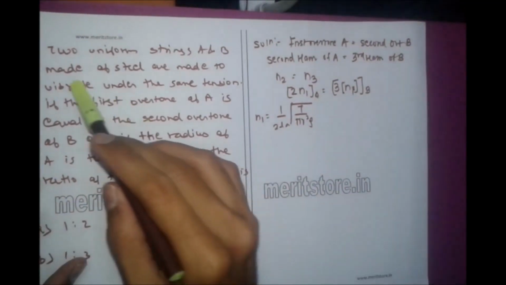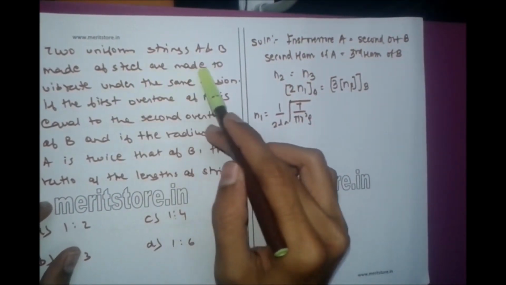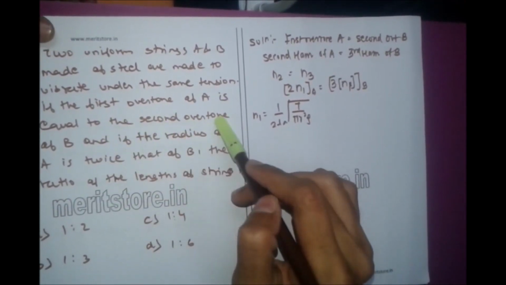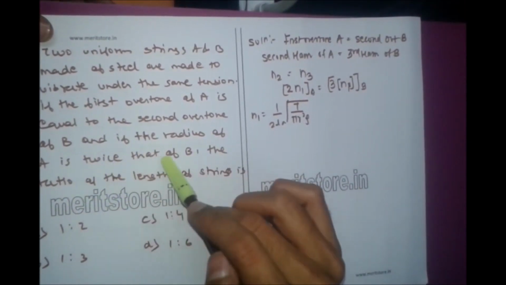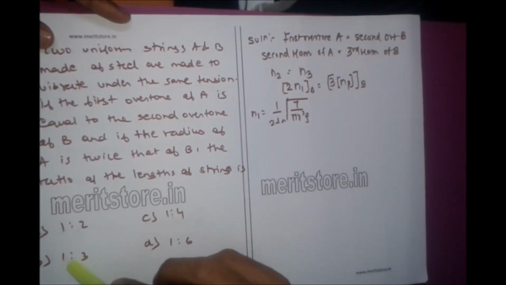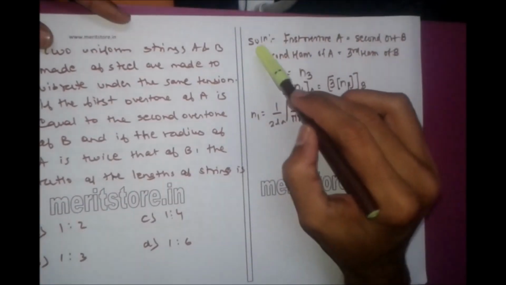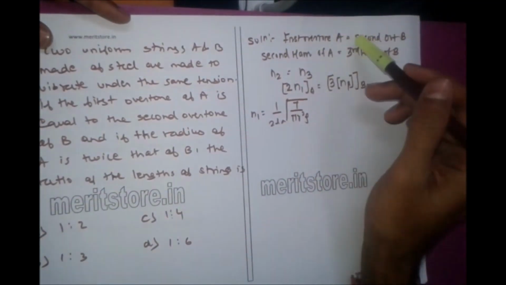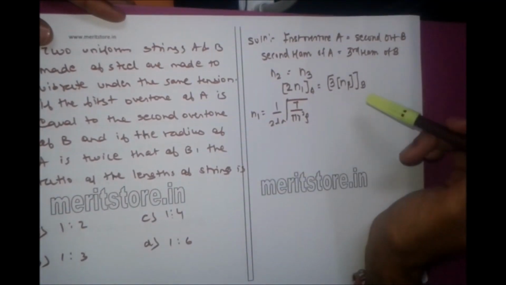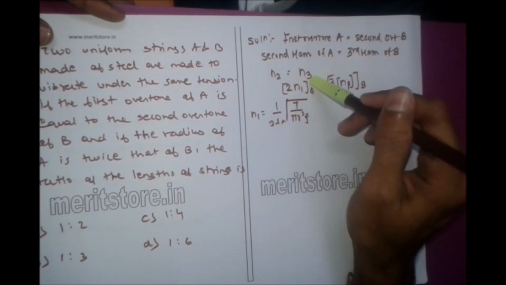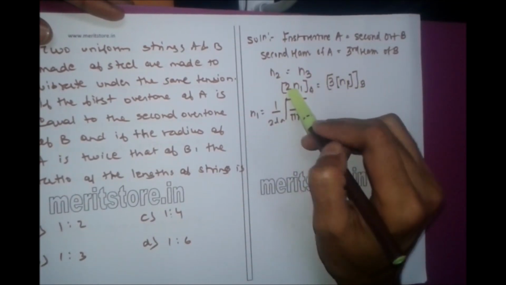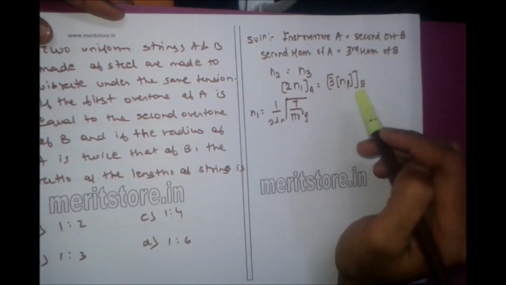Okay, so two uniform strings A and B made of steel are made to vibrate under the same tension. If the first overtone of A is equal to the second overtone of B, and if the radius of A is twice that of B, then the ratio of the lengths of the strings is 1:2, 1:4, 1:3, 1:6. Solution. So the first overtone of A equals the second overtone of B. That means the second harmonic of A equals the third harmonic of B. That means N2 equals N3. So in terms of the first overtone N1, we have the second harmonic of A equal to the third harmonic of B.